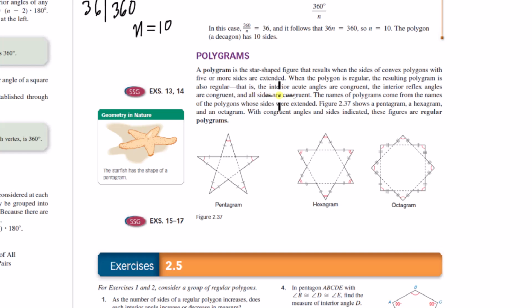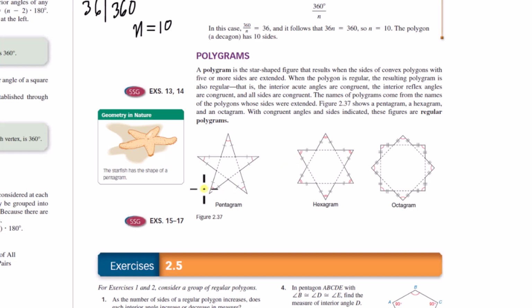That is, the interior acute angles are congruent. The interior reflex angles are congruent, and all sides are congruent. Okay, the names of polygrams come from the names of the polygon whose sides are extended. Figure 2.37 shows a pentagram, a hexagram, and an octagram with congruent angles and sides indicated. These figures are regular polygrams.